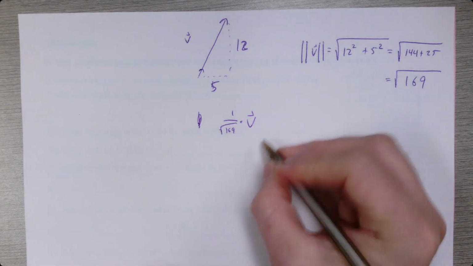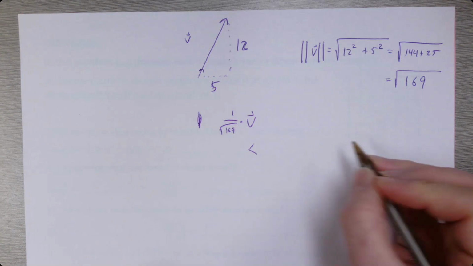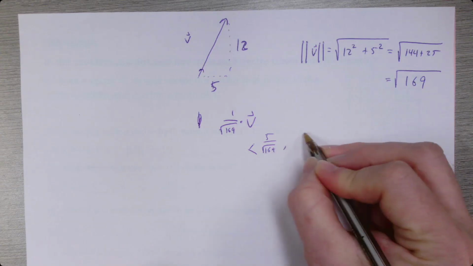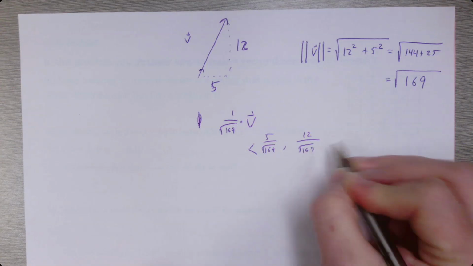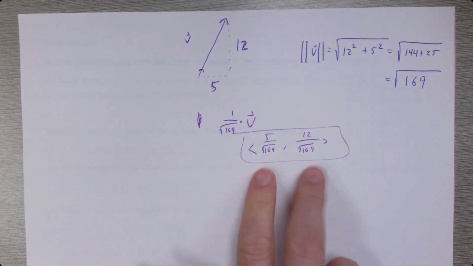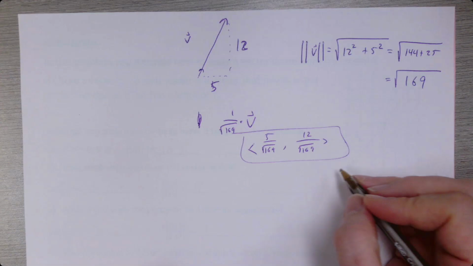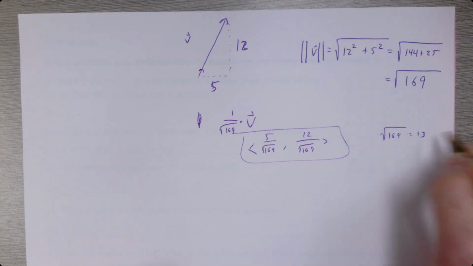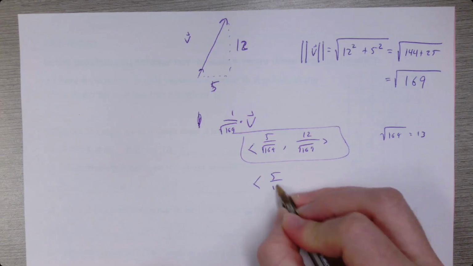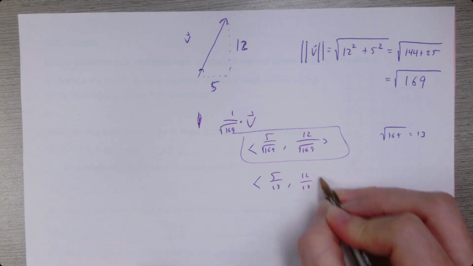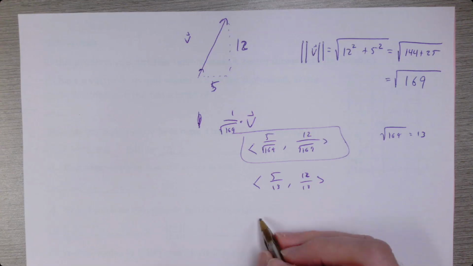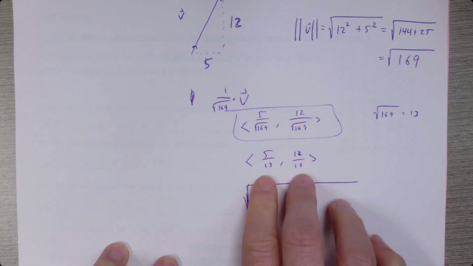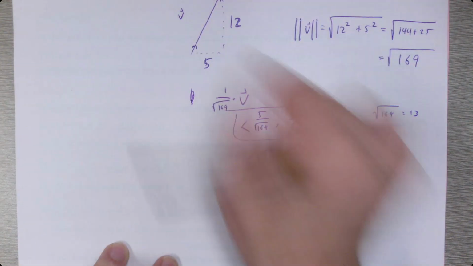What's that going to give us? That's going to give us 5 over root 169 and 12 over root 169. And what we know is that that should end up being length 1. Let's just go ahead and test to verify that it is. So root 169 is actually just 13. So here we've got 5 over 13 and then 12 over 13. If we're going to go ahead and compute the magnitude of that, remember we're expecting it to be 1, because doing that division should have scaled it down to be length 1.